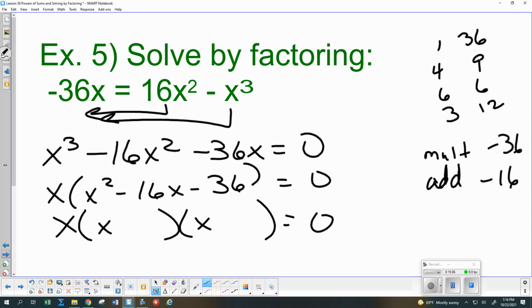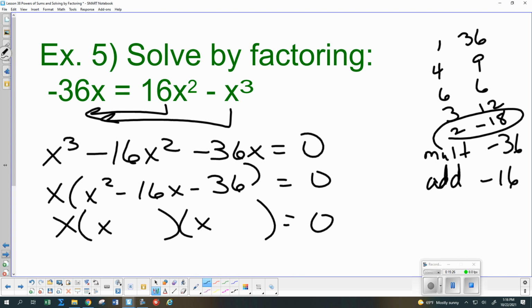Something, am I leaving one out of this list? Is there something that I'm forgetting about in this list, Griff? 18 and 2 and 8, but can I get a negative 16? Negative 18 and... what do you guys think? Negative 18 and positive 2, will those work?